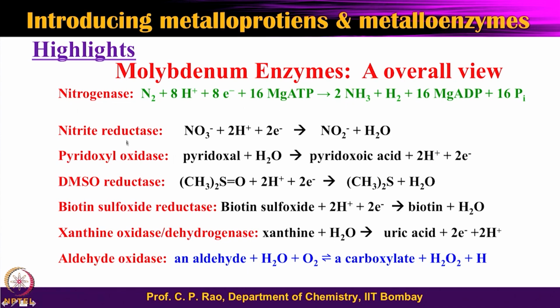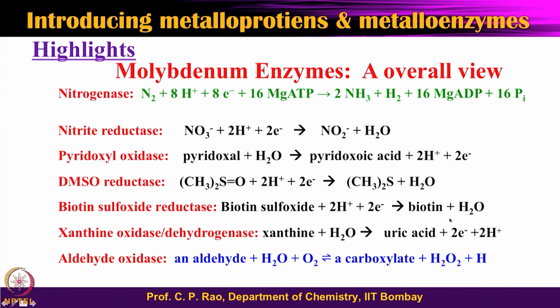Then you have a host of enzymes called oxidoreductases. It could be nitrite reductase, pyridoxal oxidase, DMSO reductase, biotin sulfoxide reductase, xanthine oxidase, dehydrogenase, aldehyde oxidase. There are a variety of oxidoreductases. This is one kind of enzyme, these are all different kinds of enzymes.